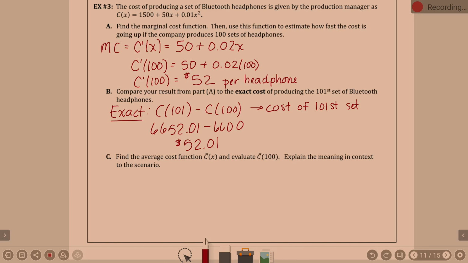Okay. Let's see. It just said compare your results. I mean, we've talked about it, right? Are they very much similar? Very much the same? Yeah, 1 penny different. Marginal cost, like average, basically. Average cost. Like average rate. It's the official rate because it's a derivative.